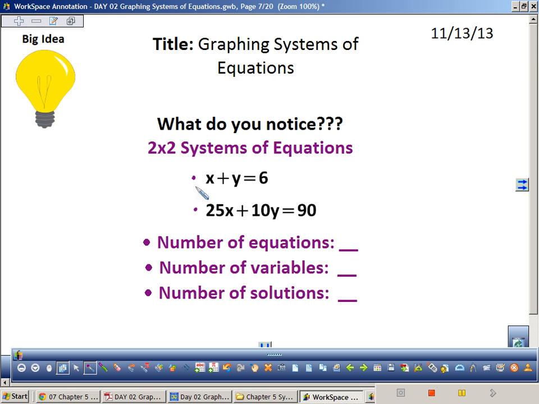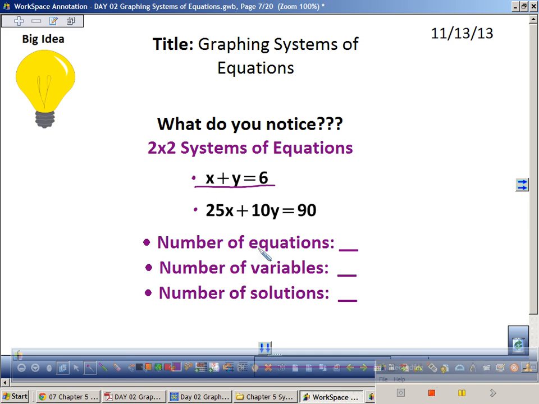Here's my first line that I graphed. We were talking about quarters and dimes, and how many quarters and how many dimes would add up to 90 cents. How many equations do we have in this system? Thank you. How many variables are in this system? Some would say 4, but really there's only 2, x and y, right? Or our quarters and our dimes. And how many solutions do we have?